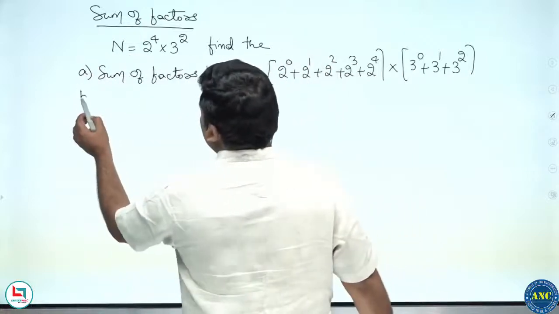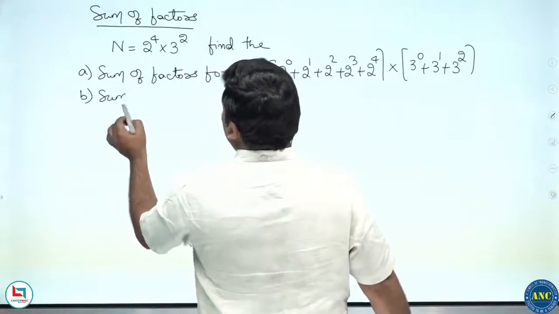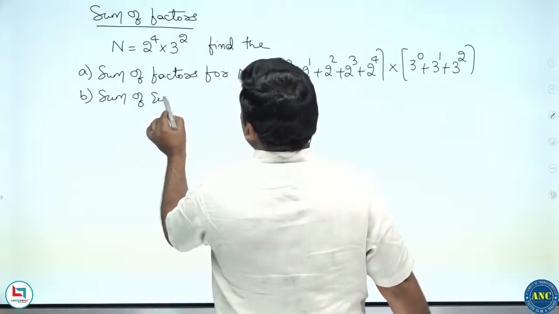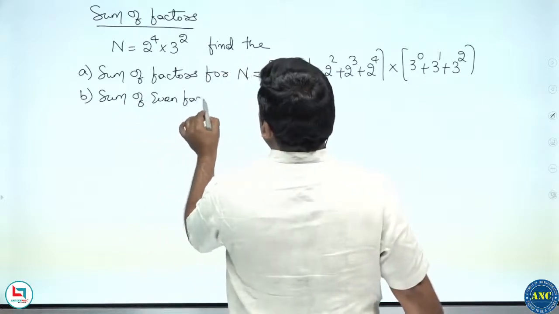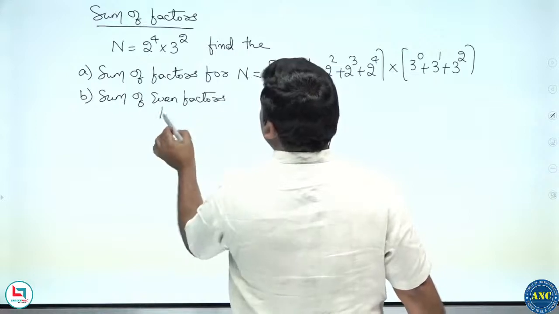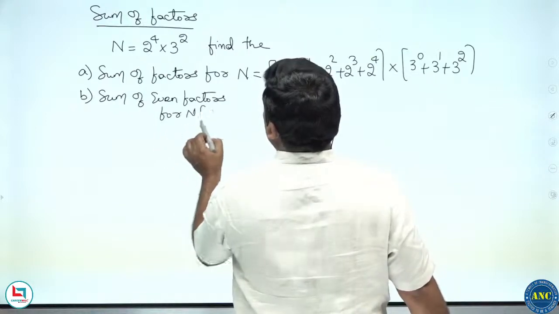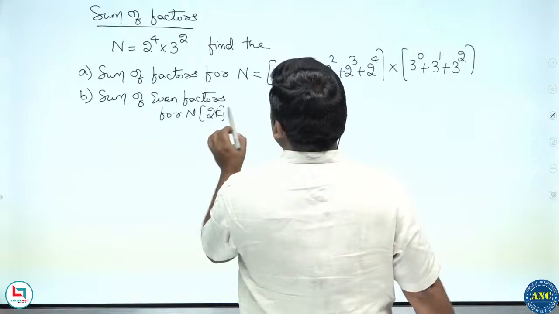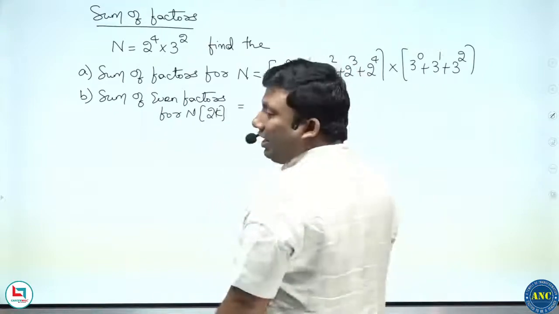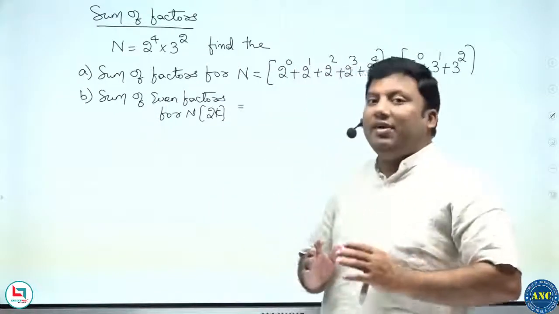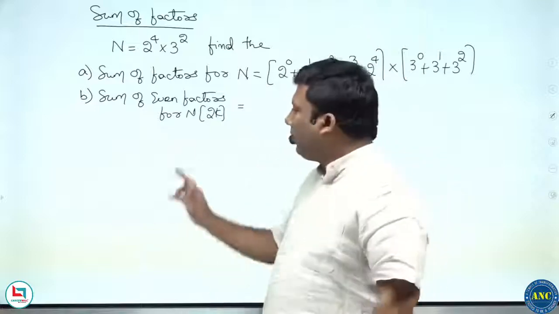Sum of the even factors. What do you mean by even factors? A factor which is an even number. Any even factor should definitely be divisible by 2. Any even number should be perfectly divisible by 2.